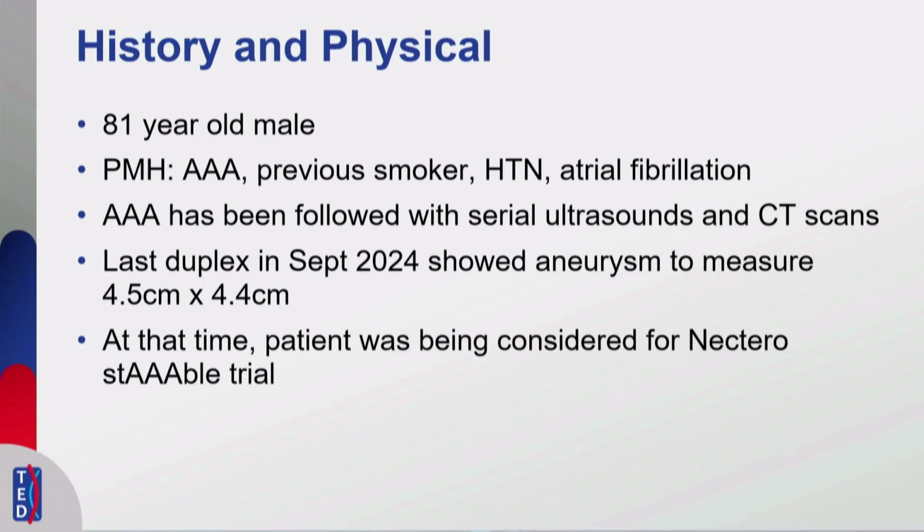All right, so this is an 81-year-old male. He's been following with us in the clinic for his abdominal aortic aneurysm. Other past medical history includes previous smoker, quit 20 years ago, hypertension, and atrial fibrillation. He was seen back in September with the ultrasound that showed his aneurysm to measure 4.5 by 4.4 centimeters. It had been that way for several years. At that time, he was considering enrolling in the Nectaro Stable trial. We were working on getting some of the screening done.